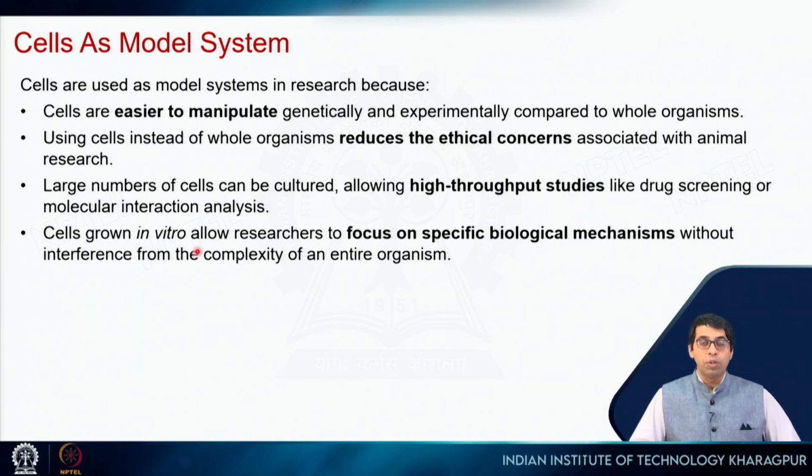Cells grown in vitro allow researchers to focus on specific biological mechanisms without interference from the complexity of an entire organism. For example, if someone is looking at the effect of a particular molecule on liver cells, with cultured cells that molecule can be directly delivered to the cells. However, if it is ingested, given in food, and the mice digest that food, then it goes through its digestive system. So it will go through a lot of other environments before it reaches the liver, right?